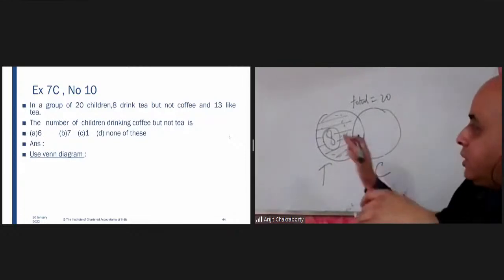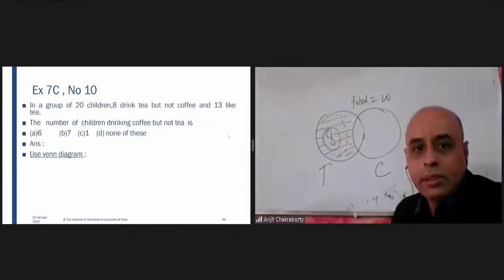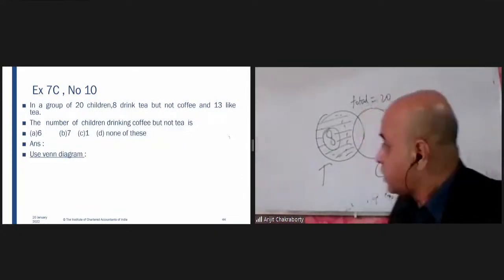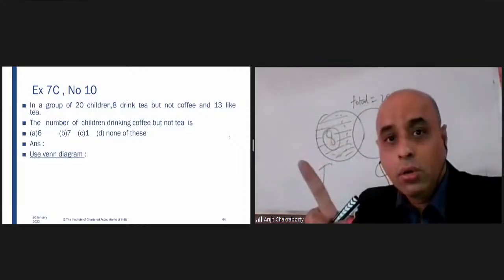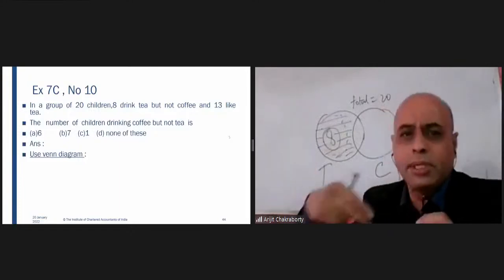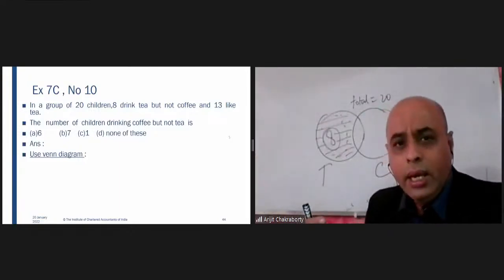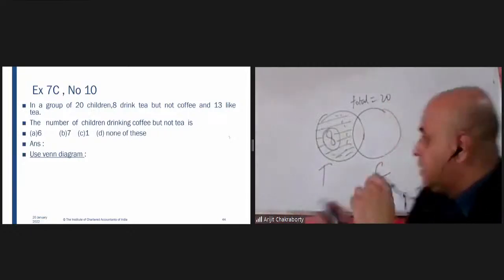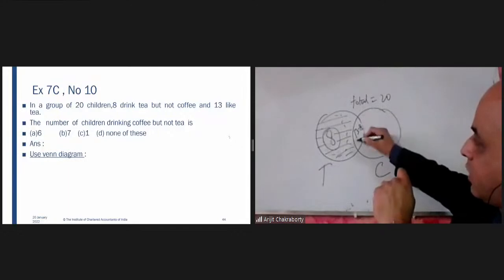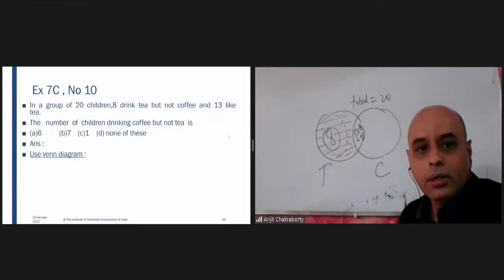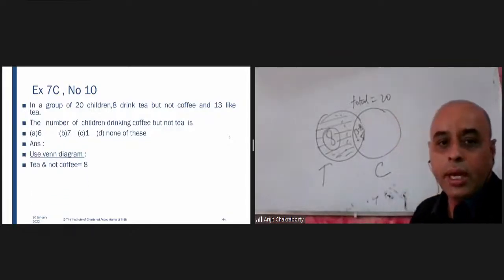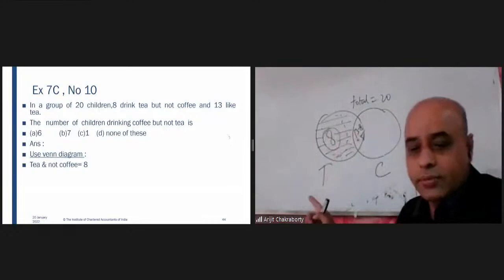13 people like tea, but there are 8 people who drink only tea. That means they have tea along with coffee maybe, but 8 people only drink tea. So this common part which you see is nothing but 13 minus 8, that is 5. So tea and not coffee is 8. We have taken that.